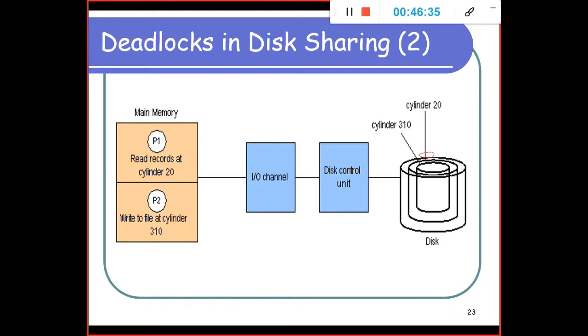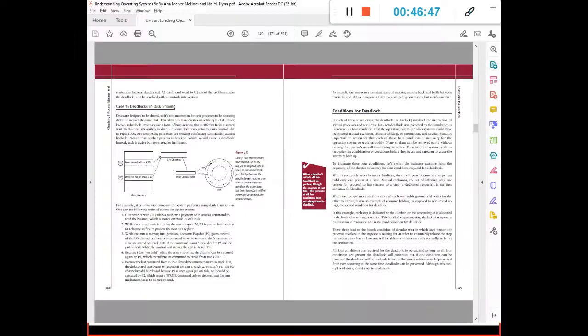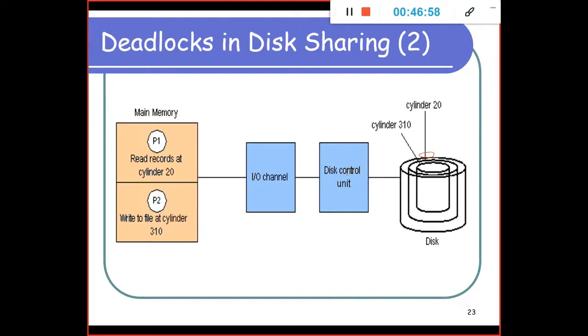While the disk control unit is moving the arm to cylinder 20, P1 is put on hold on the input output channel, to free the channel for the next input output request. P2 gains control of the input output channel and issues a command to write another record that is stored in cylinder 310.